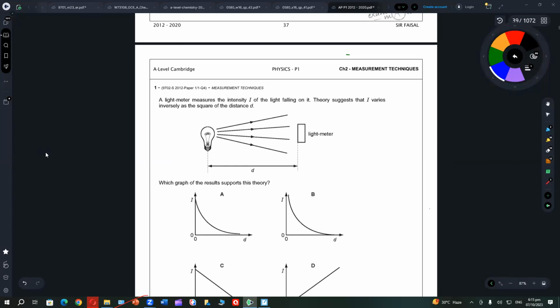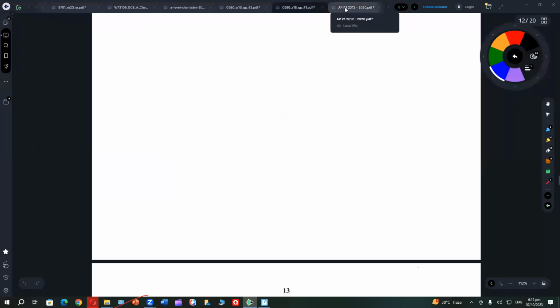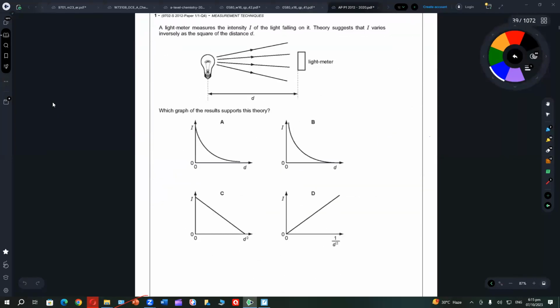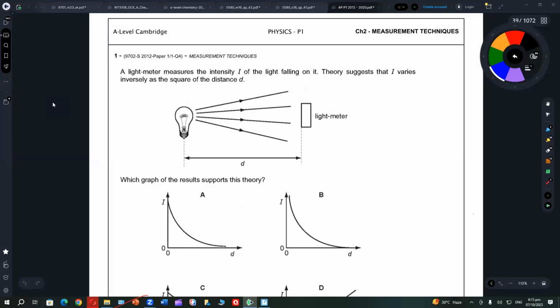Look at this question and you have to read the question. The light meter measures the intensity of the light falling on it. Theory suggests that I, intensity, varies inversely as the square of the distance d. This is an inverse proportionality.